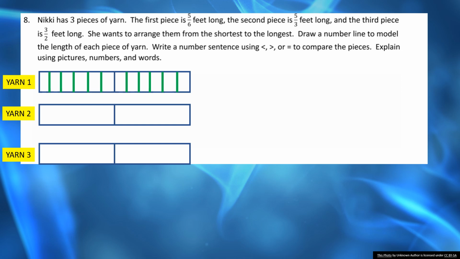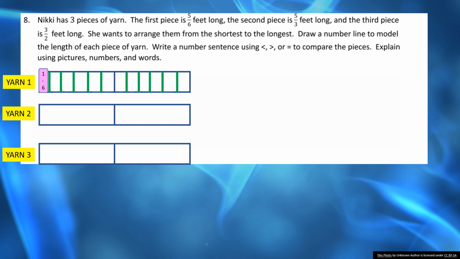And if you need to pause your video, go ahead and do so now to make sure that both of your rectangles that are connected are partitioned into 6 pieces each. You should have 12 total pieces. All right, let's go ahead and label our model of 6.